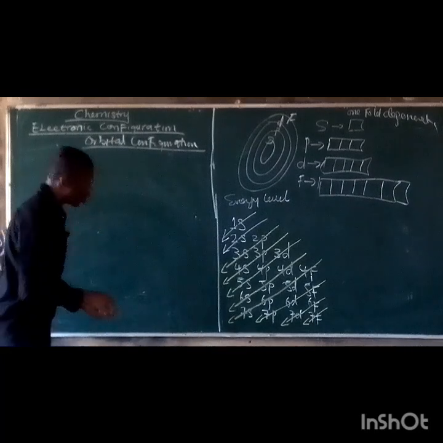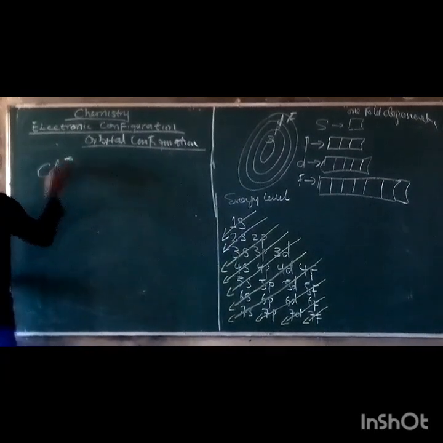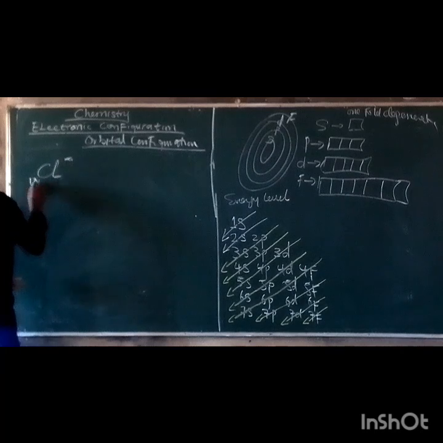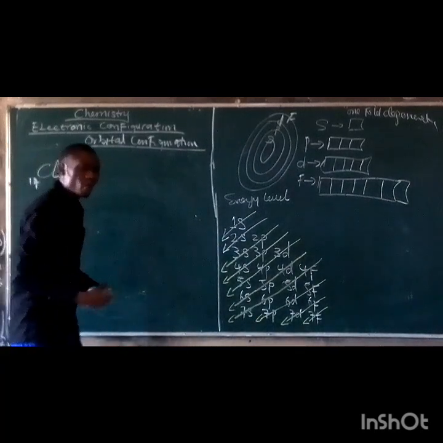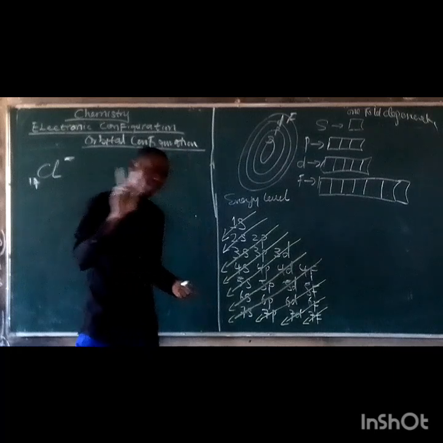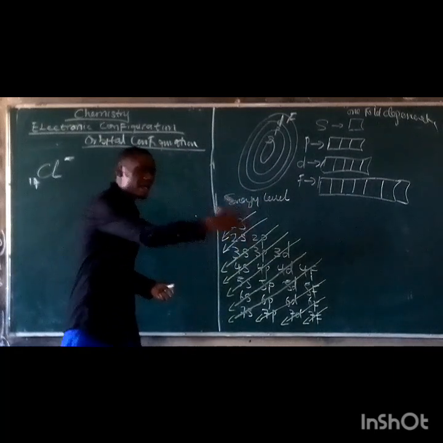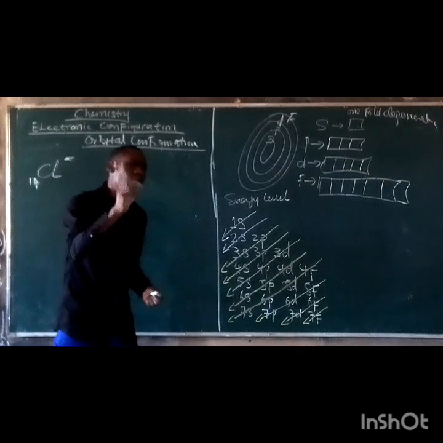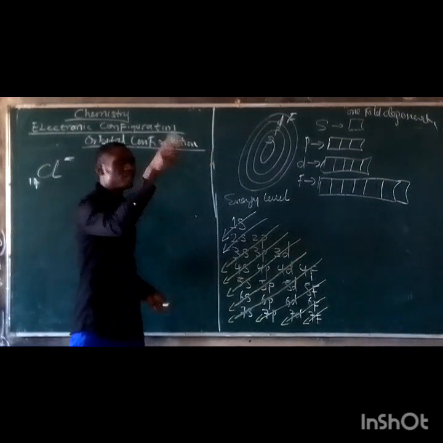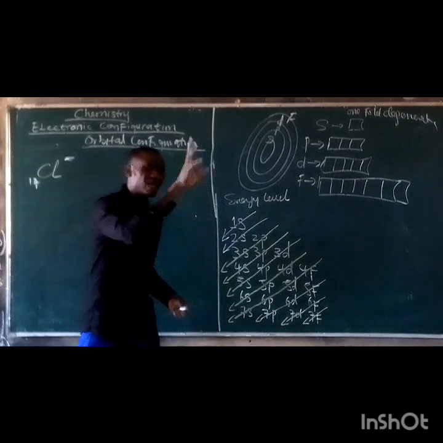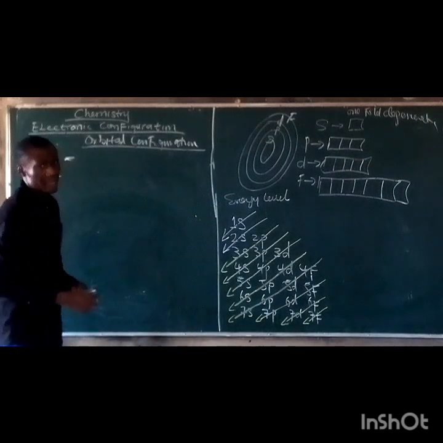Let's do chlorine negatively charged. Chlorine negatively charged means the number of electrons is now 18. 17 plus 1 for the negative charge: it is receiving an electron, so it becomes 18 by reduction. But the atomic number does not change. The atomic number remains 17.